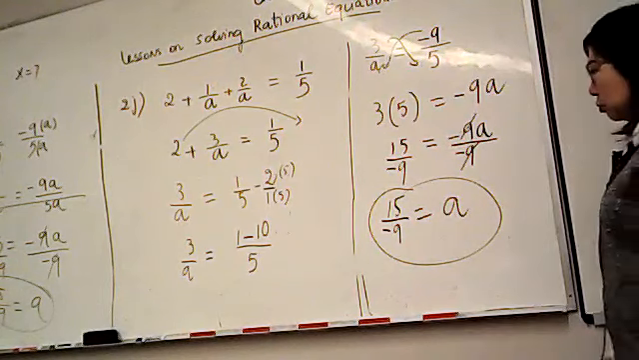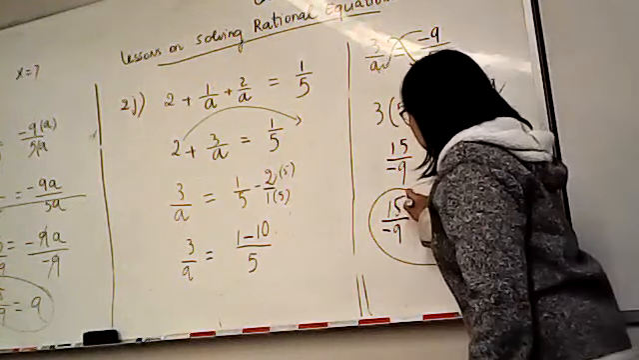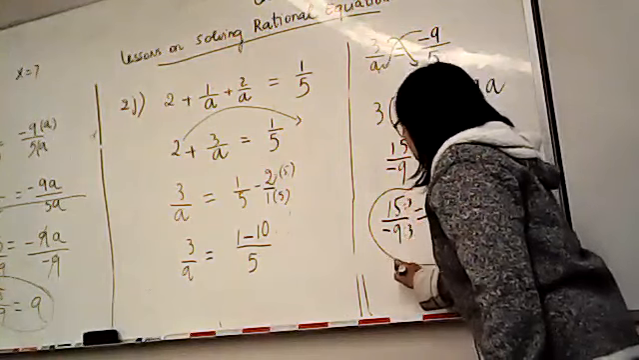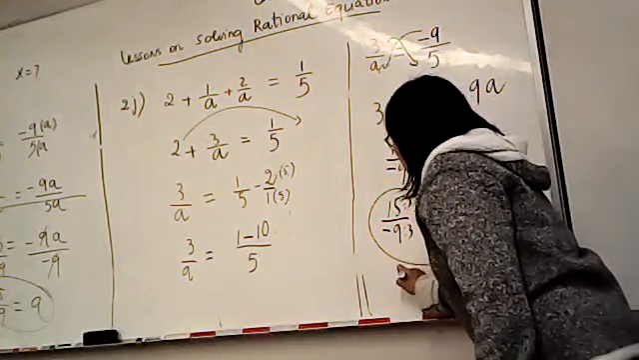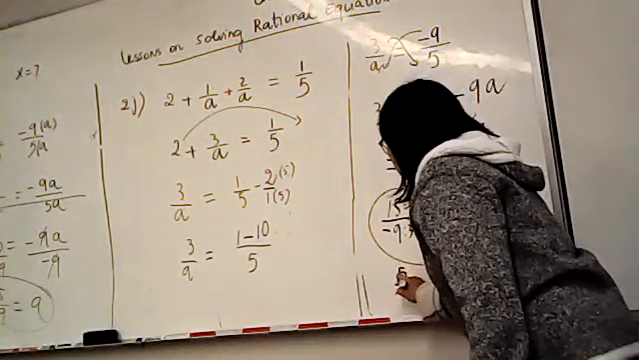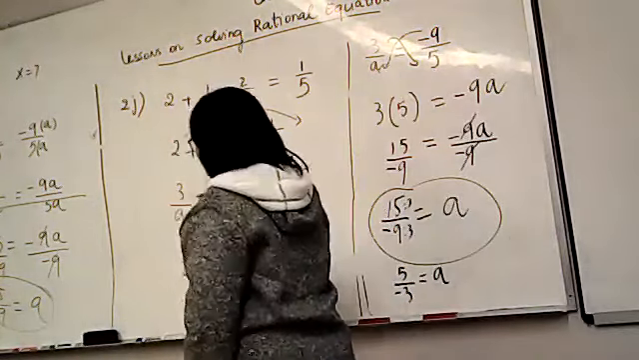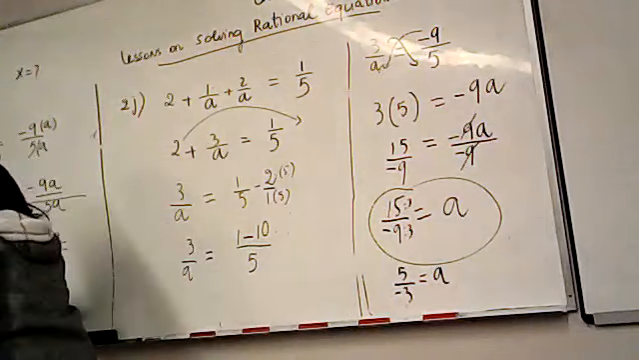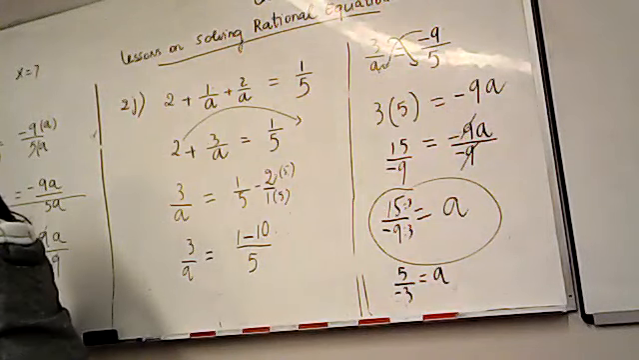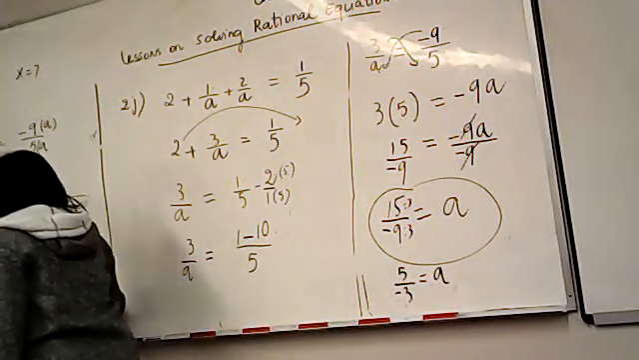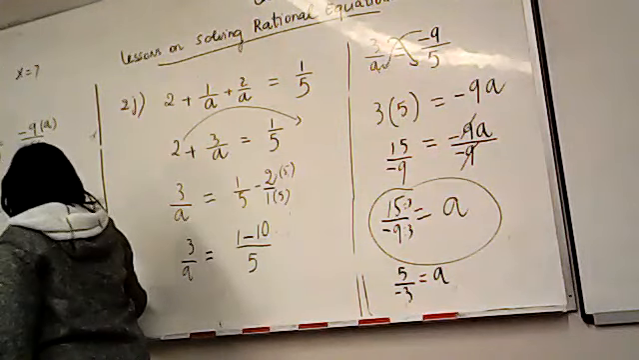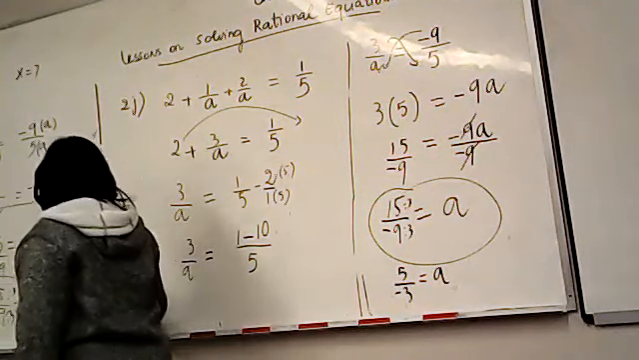Yes, we can reduce the fraction. Divide this by 3, divide this by 3. So we get 5 over minus 3 equals a. Same here, we can reduce the fraction, divide this by 3, divide this by 3. So we get a equals minus 5 over 9.